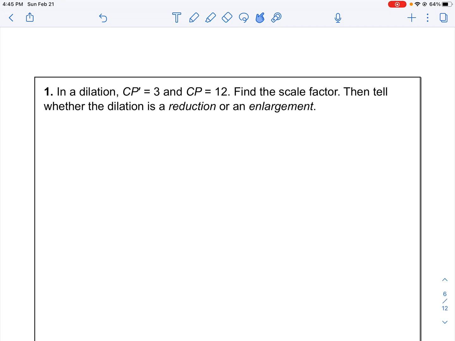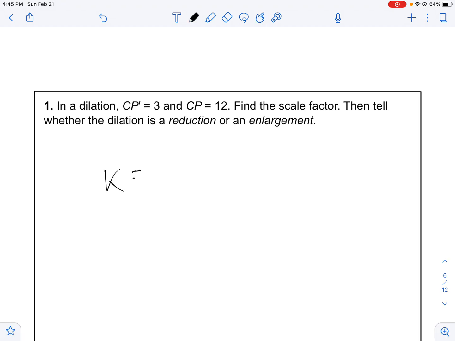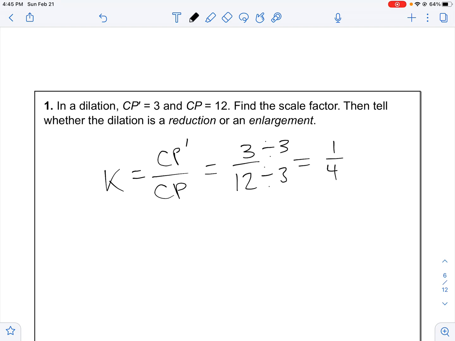Okay, so hopefully you paused it and let's see how you did. So scale factor is CP prime over CP. So that's going to be 3 over 12. Remember, you need to reduce. So we divide both of these by 3, and we get 1 over 4. Well, 1 over 4 is 0.25. That's between 0 and 1, so this is a reduction. Another way you can tell if it's a reduction or enlargement is if CP prime is smaller. If it gets smaller, it's a reduction. If CP prime is bigger, it's an enlargement.